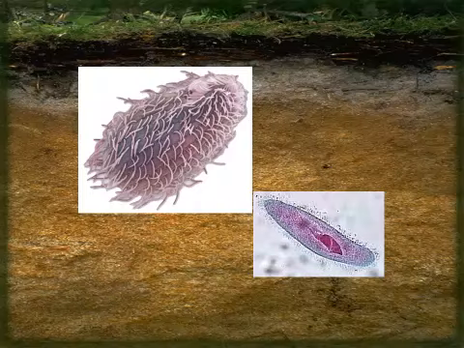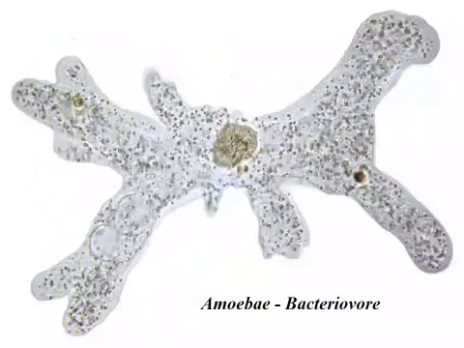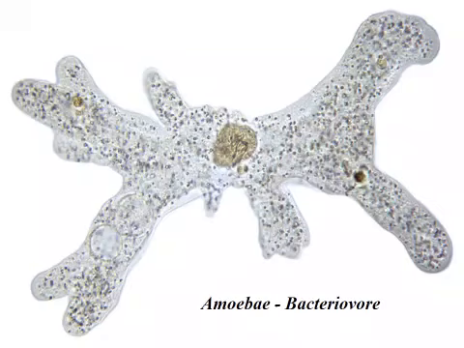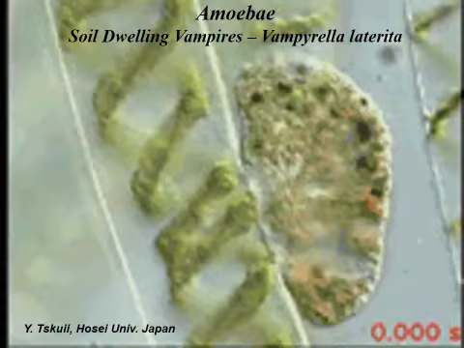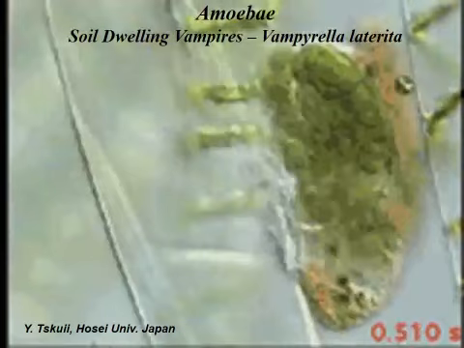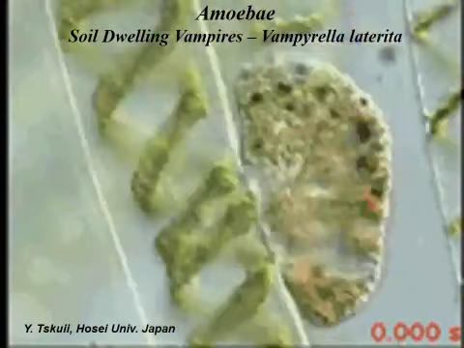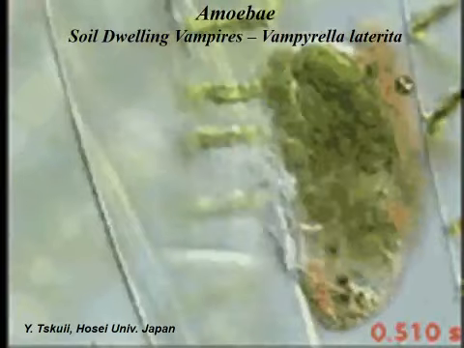So here's a picture of a protozoa. This is a ciliate type of protozoa. You can see those hair structures. Here is an amoeba. This guy feeds on bacteria. So this is kind of the blob. And here's another type of amoeba.